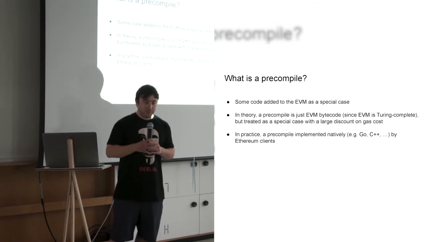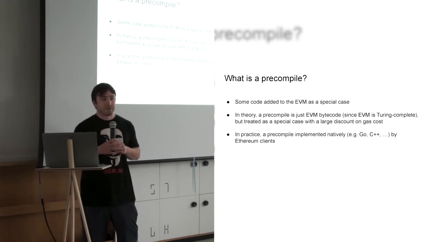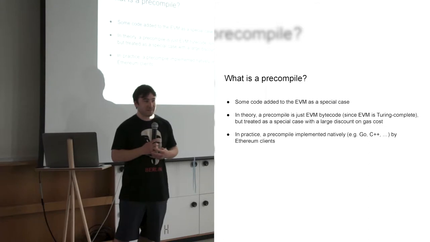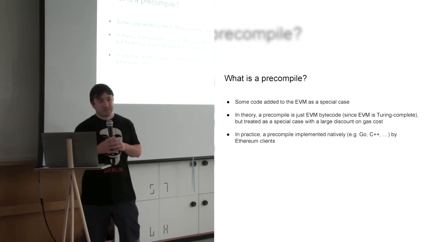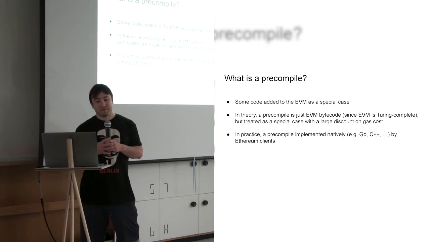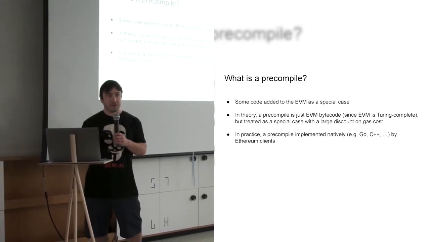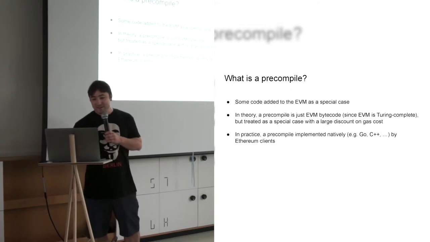So what is a precompile? It's just EVM bytecode. I mean, in theory, you can see it that way, but it's a special case where that bytecode gets a discounted cost, so much cheaper gas cost than every other contract on the chain. So these are implemented natively in clients, in theory. So with our optimized EVM, we actually are looking towards implementing all the precompiles in EVM bytecode, and then clients can use an optimized EVM to run the precompiles instead of native code.